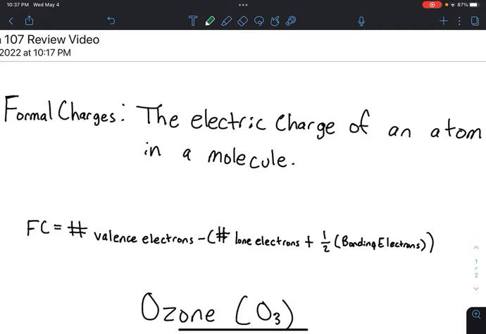A formal charge is the electric charge of an atom in a molecule. The way we calculate formal charge is by taking the number of valence electrons and subtracting the sum of the number of lone electrons plus 1/2 the bonding electrons. For an example, today I will be talking about ozone, which is O3.